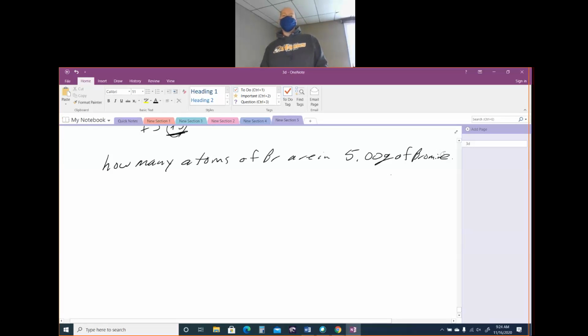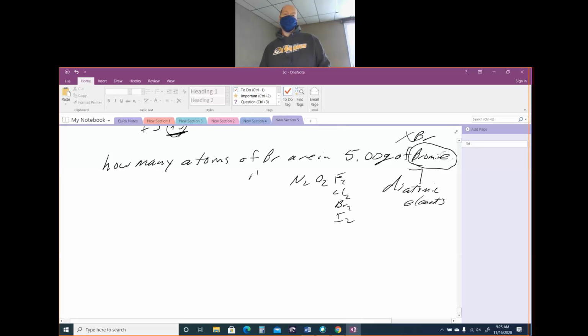Which leads me to: make sure you know your 7 diatomic elements, because most people that miss this will just have this as Br, and that is why they would miss it. You can have all the math right, but if you don't have bromine as a diatomic element, you're off by a factor of 2. So, know your 7 diatomic elements. It makes a 7 on the periodic table: nitrogen, oxygen, fluorine, chlorine, bromine, iodine. There's your number 7, except that's only 6 of them. Don't forget about hydrogen. Those are your 7 diatomic elements.